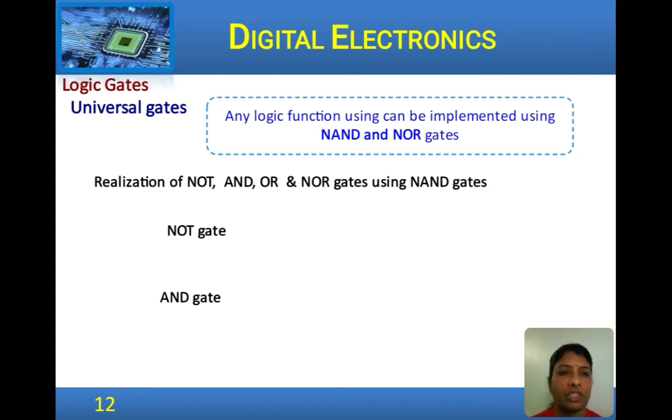We know the output function of a NAND gate, the expression for it. We know what is required for a NOT gate. Now, map the two and try and get the circuit diagram for the same. Similarly, for an AND gate.